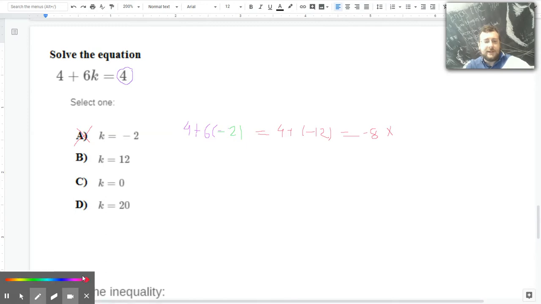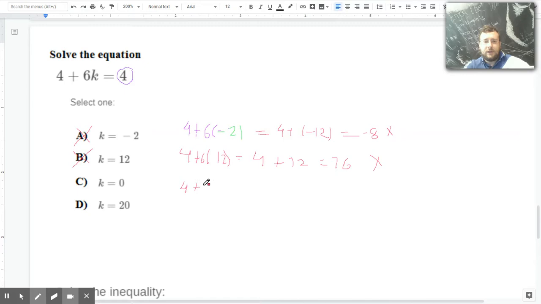All right, let's try this again with the 12, right? So same thing, 4 plus 6, plug in the 12, right? 6 times the 12. Now, 6 times 12 is actually 72, all right? So if you do 4 plus 72, that is 76. So once again, not my answer, because that doesn't make sense. I'm looking for 4.